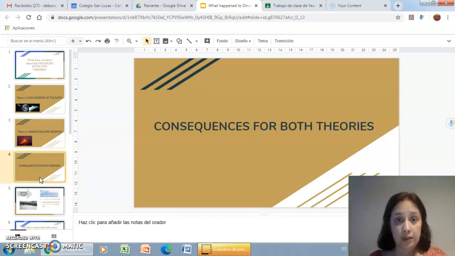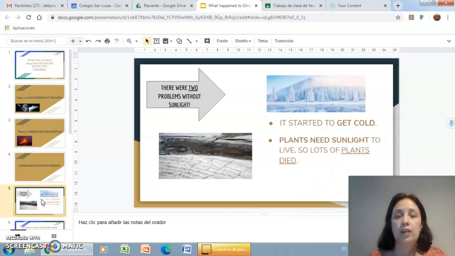For both theories, theory 1 and theory 2, there were lots of consequences. There were 2 problems without sunlight. Remember that after those explosions, the sun was blocked. If the sun was blocked, it means that everything got darker, yes? And it started to get really, really cold. And plants, which need sunlight, yes, as the sun was blocked, they died.